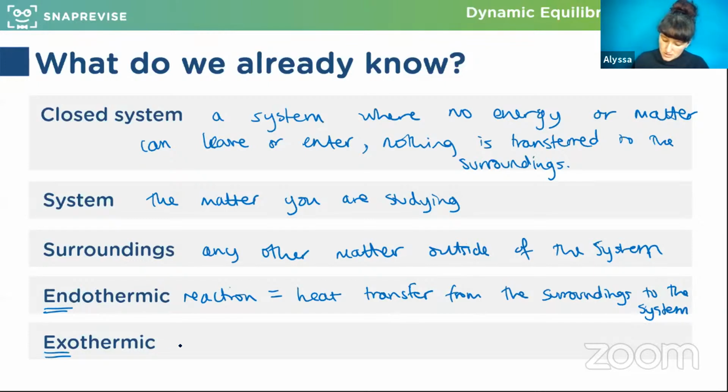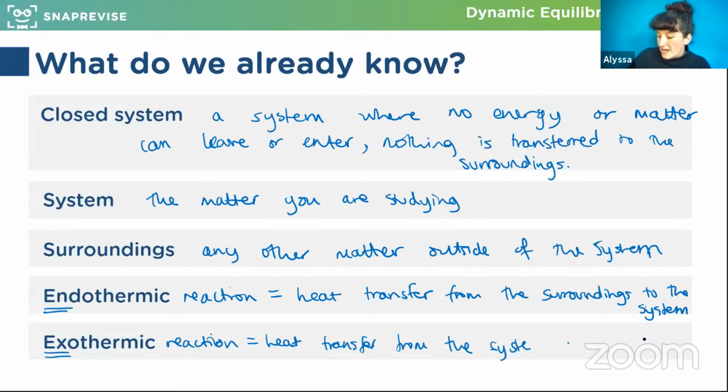And therefore exothermic is the opposite. An exothermic reaction is a heat transfer from the system to the surroundings. So again, when I'm talking about the system, I'm talking about the reaction and everything that's going on in the reaction, so reactants and products.